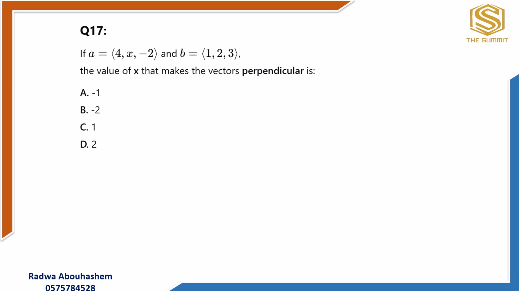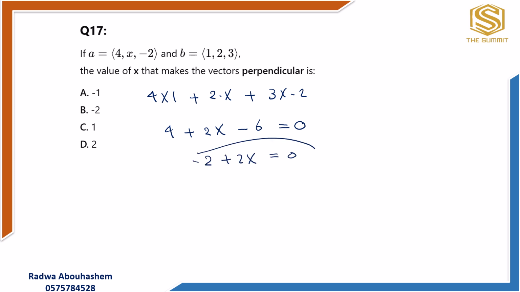Okay, he's asking me in question 17, if we have two vectors A and B, the value of x that makes the vectors perpendicular. This means that the dot product should be equal to 0. So let's try here. 4 times 1 plus 2 times x plus 3 times negative 2. So here 4 plus 2x minus 6 gives me 0. So 4 minus 6 gives me negative 2. So negative 2 plus 2x equals 0. Let's transpose the 2 here. So 2x equals 2. Let's divide by 2. So x equals 1.